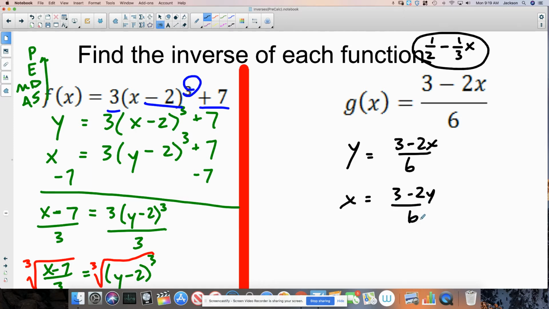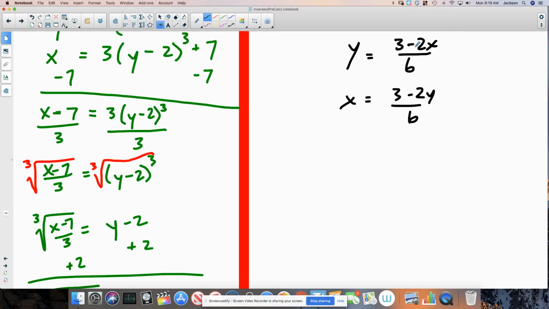Now, when we're solving a rational equation like this and we want to solve for y, we can't get at any variable that's in a fraction, like a rational expression like this, until I've gotten rid of this denominator. So the first thing I have to do to get rid of that dividing by 6 is the inverse operation of division, which is multiplication. So we multiply both sides by 6. We have 6x equals 3 minus 2y.